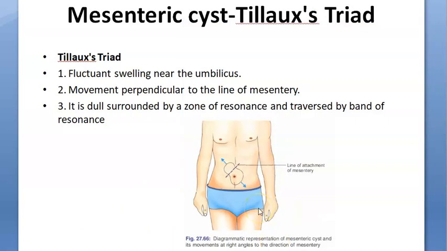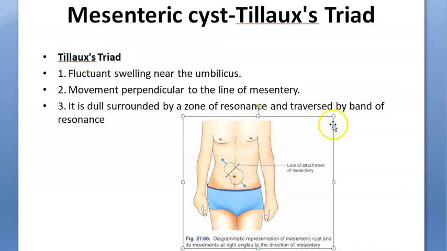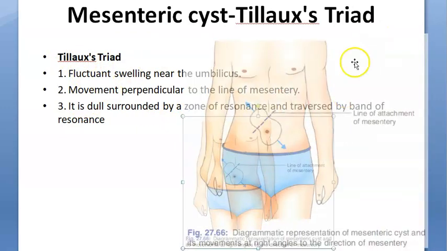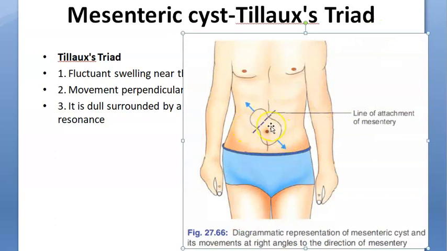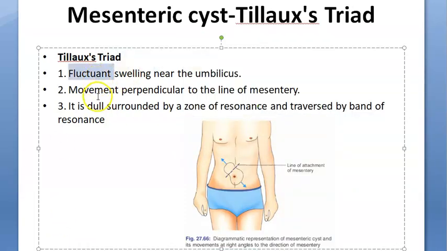The word they are using here is a cyst, right? Cystic swelling. So here there is something called as Tillaux triad, fluctuant swelling near the umbilicus. Okay, this swelling is fluctuant. How do you define fluctuation? So it's a fluctuant swelling because it's a cyst, right? It is fluid filled. So that is what it is, fluctuant swelling near the umbilicus.